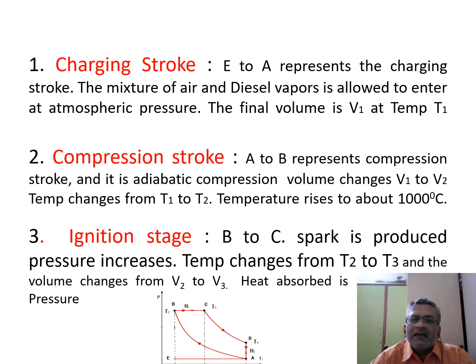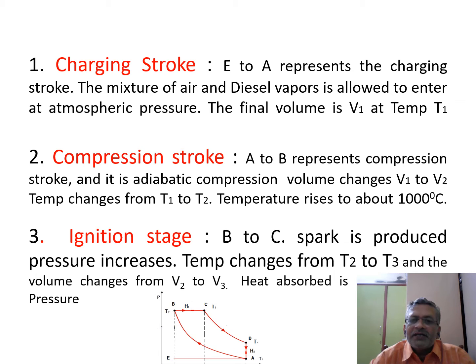In this diesel cycle, the first stroke, E to A, represents the charging stroke. The mixture of air and diesel vapors is allowed to enter at atmospheric pressure, with final volume V1 at temperature T1. The second step is the compression stroke. A to B represents the compression stroke, and it is an adiabatic process. Volume changes from V1 to V2. Temperature changes from T1 to T2. Temperature rises to about 1000 degrees Celsius.